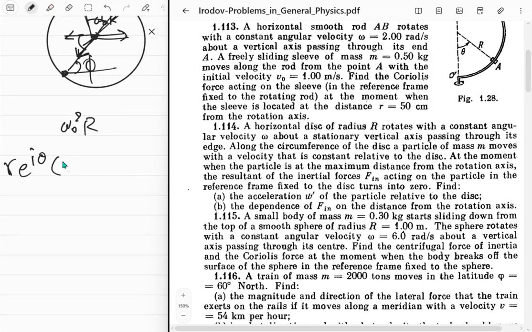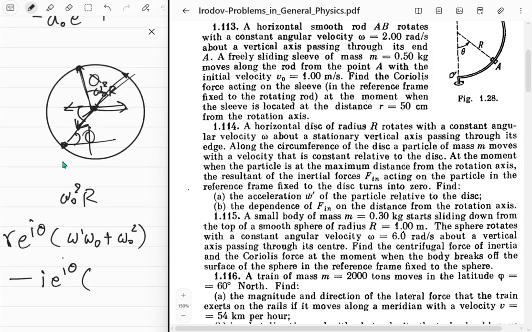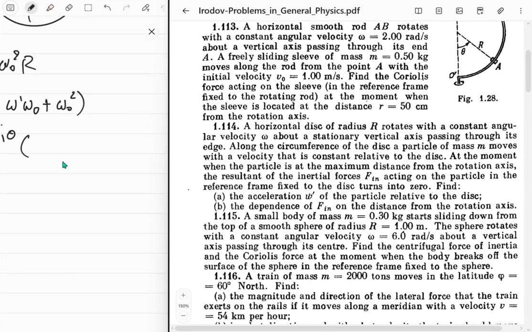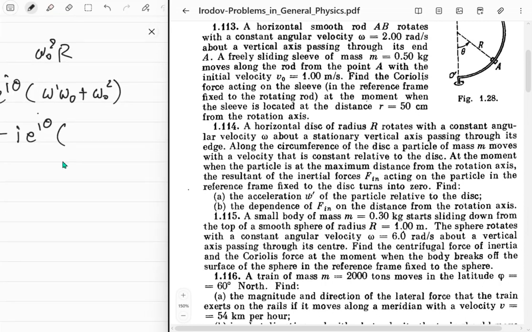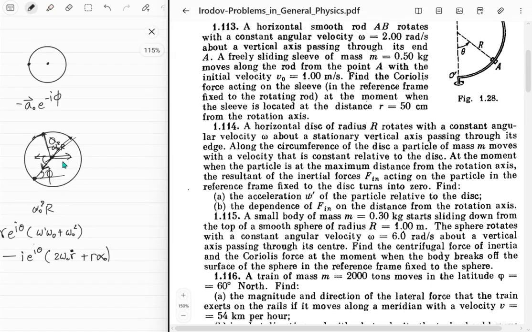Yes, and then this would be ω' ω₀ plus ω₀². And then you had a negative i e^(iθ). That's a tangential vector, so basically this vector as seen in the rotating frame. And this had first the Coriolis force, so it was just 2ω₀ ṙ, and then you also had that thing, rα. So in this case, rα₀. Yes, that was the thing.